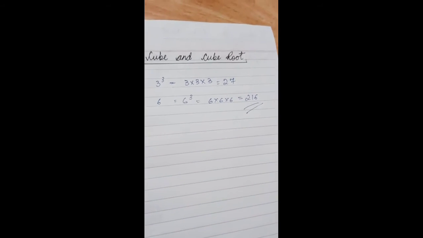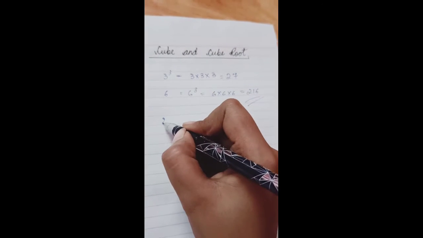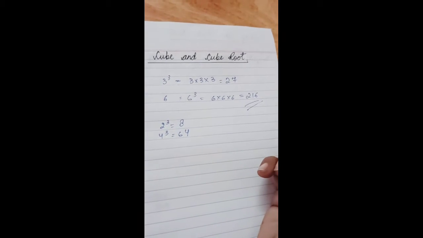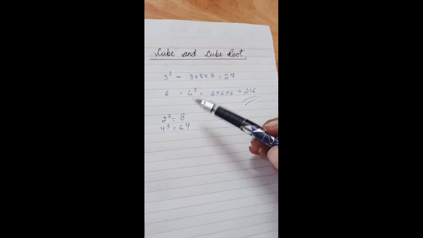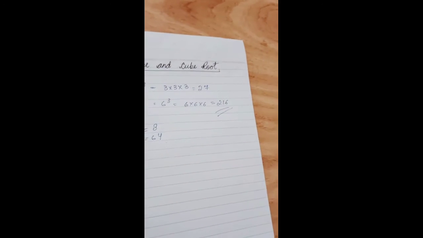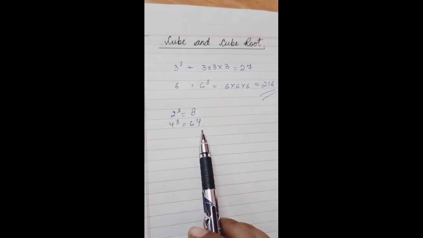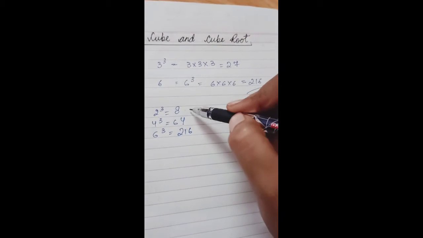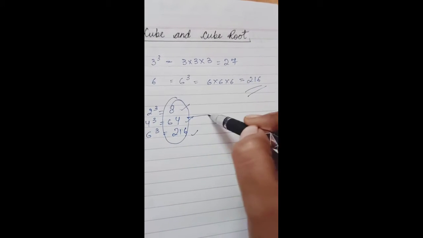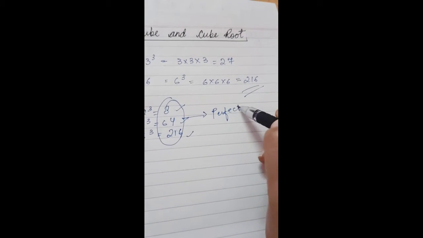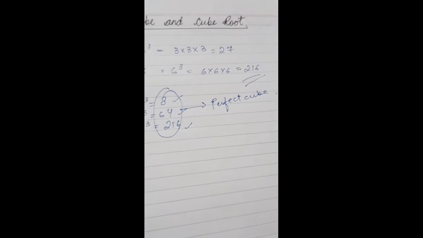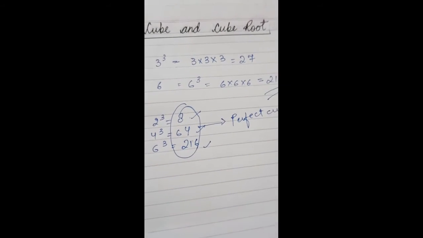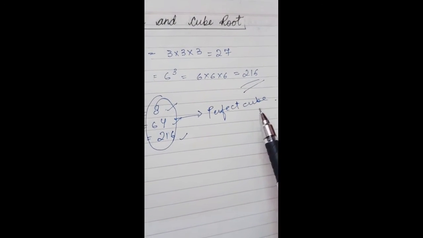Now what are perfect cubes? You all know that 2 to the power 3 is equal to 8, 4 to the power 3 is equal to 64, right? So the numbers 8 and 64 are called perfect cubes. 6 to the power 3 is equal to 216. So they all are perfect cubes. A natural number is said to be a perfect cube if it is the cube of some natural number.